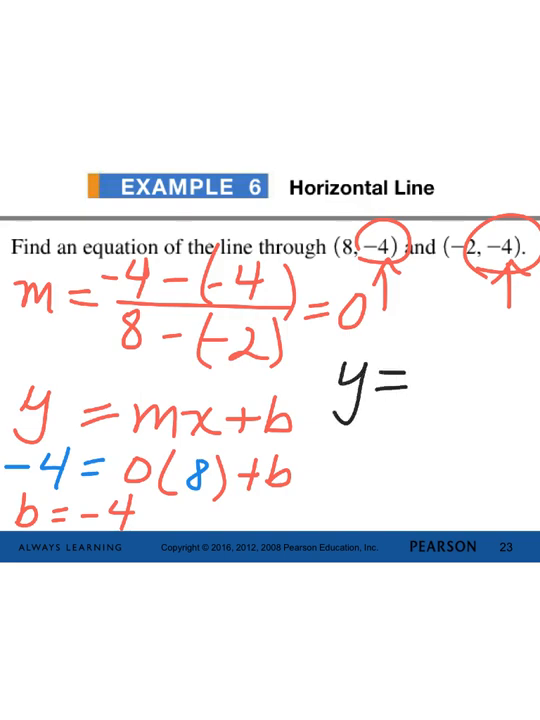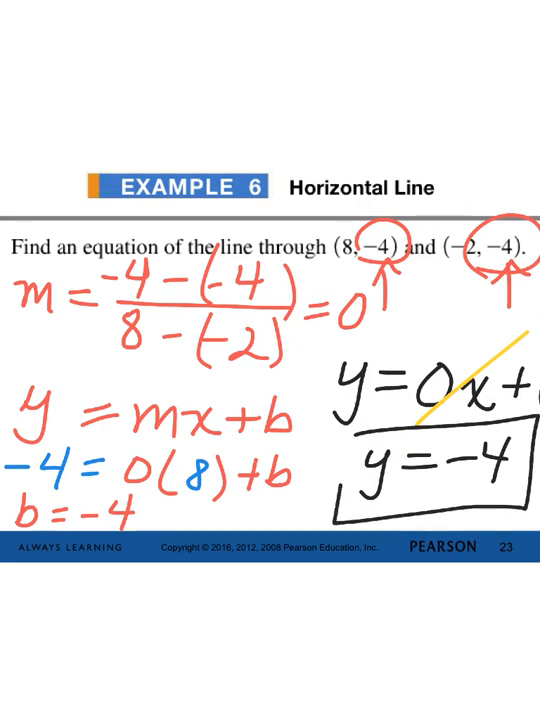y equals 0 slope plus negative 4, but since 0 times x is just 0, then it turns out that y is equal to negative 4, which is, as it says, a horizontal line passing through all of the y equals negative 4 values.